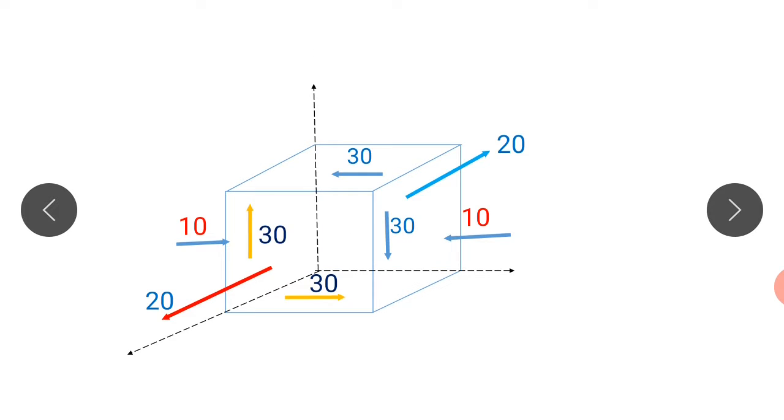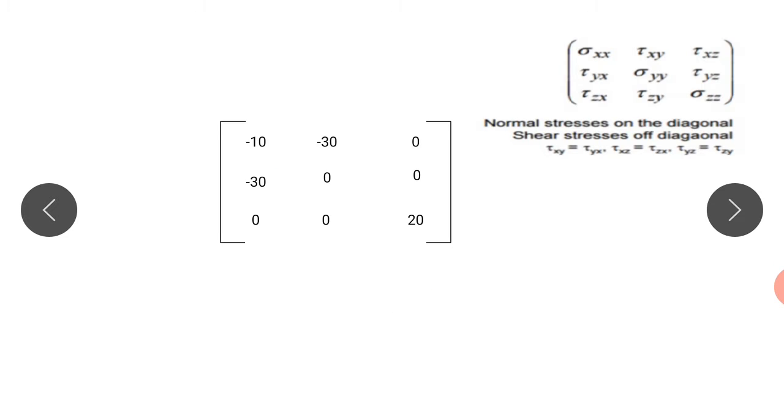Those are normal stresses. For example, if this is the question, where stresses are given in MPa, megapascal, how will you represent it in matrix form or tensor form? So consider, we know that sigma xx, sigma yy, sigma zz are the normal stresses.